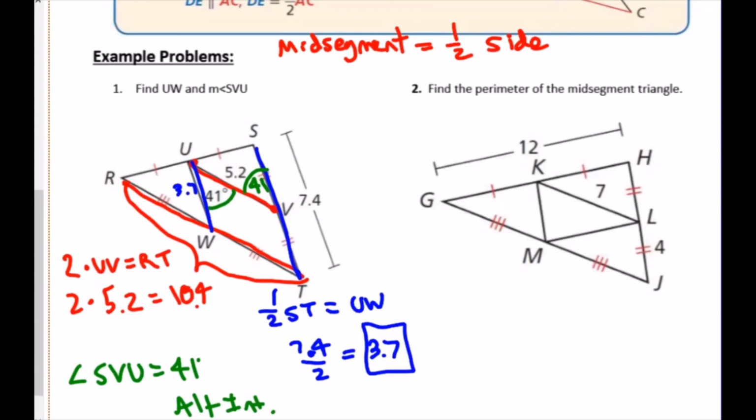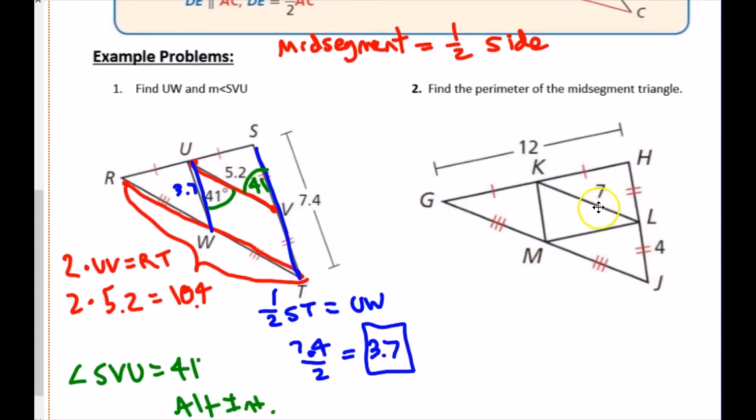All right, number 2 says find the perimeter of the midsegment triangle. What are the 3 vertices of the midsegment triangle? Hint, they're midpoints. What are the 3 vertices, the corners of the midsegment triangle? K, M, and L, or KLM, whatever. It's the triangle within the triangle. They want to find the perimeter of that. And we know perimeter means add up all the sides, right?